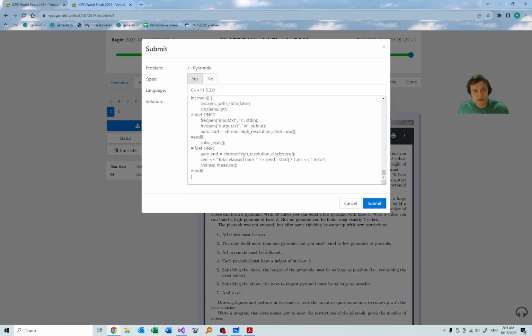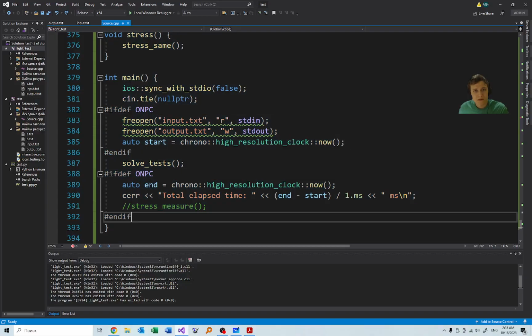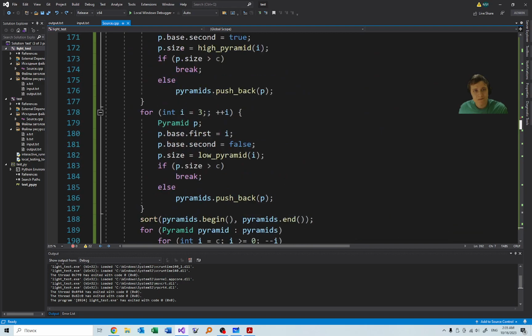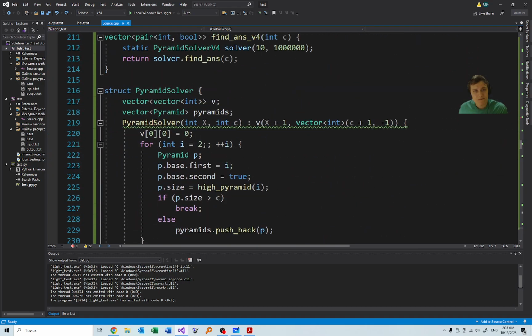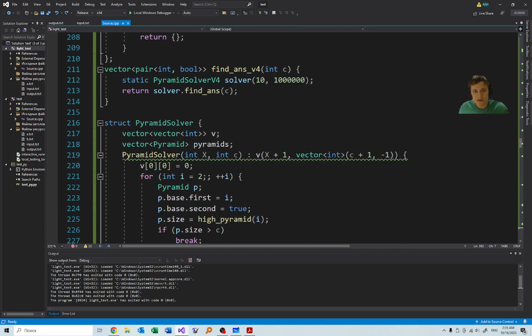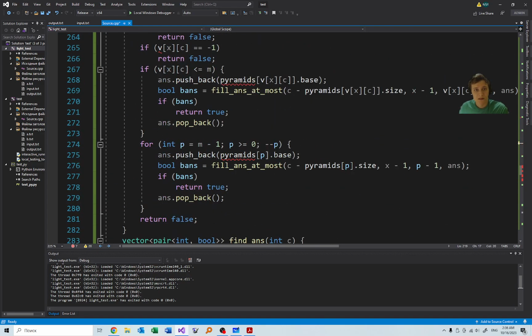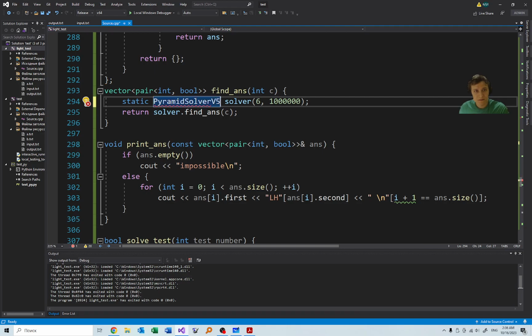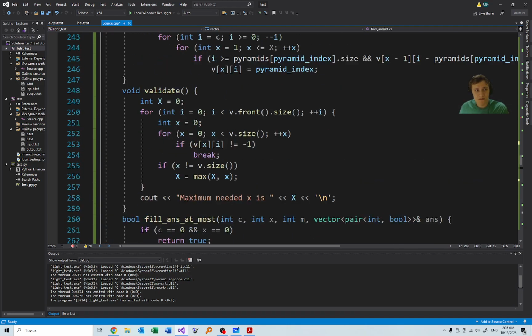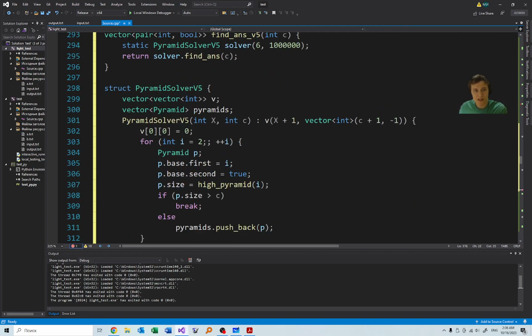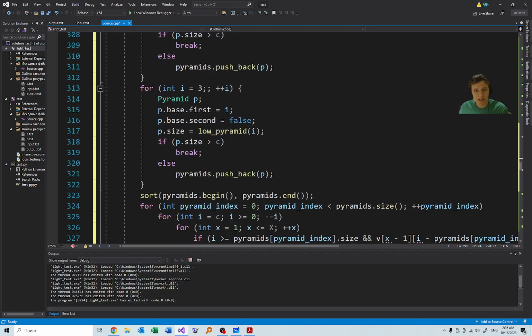Let's now try and optimize it by swapping the dimensions. So this is like v5. This is v5. Now instead of all of that, I try to swap the dimensions. So here I have c plus 1, and here I have x plus 1. And now everywhere I need to swap their dimensions.